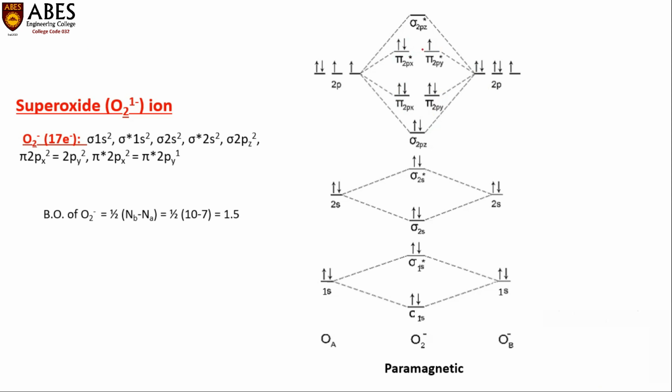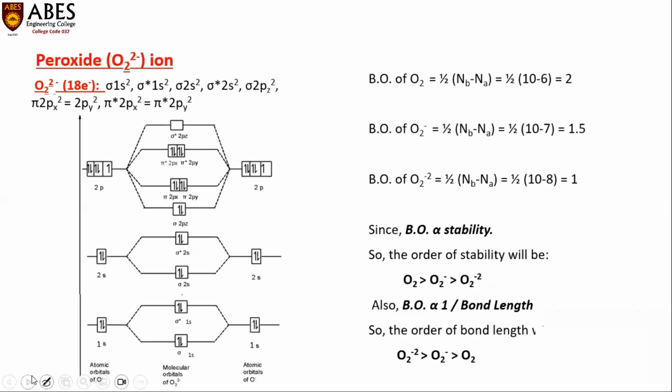Now from the figure we can clearly analyze its paramagnetic behavior, and if we calculate its bond order, it shows a bond order of 1.5, which means it shows a fractional bond order. Then peroxide, it contains 18 electrons.